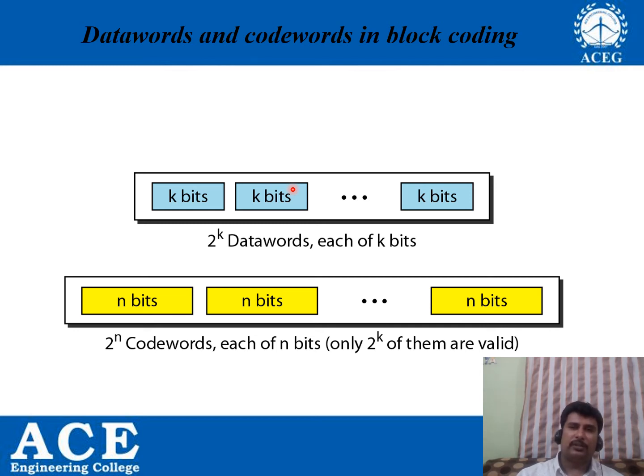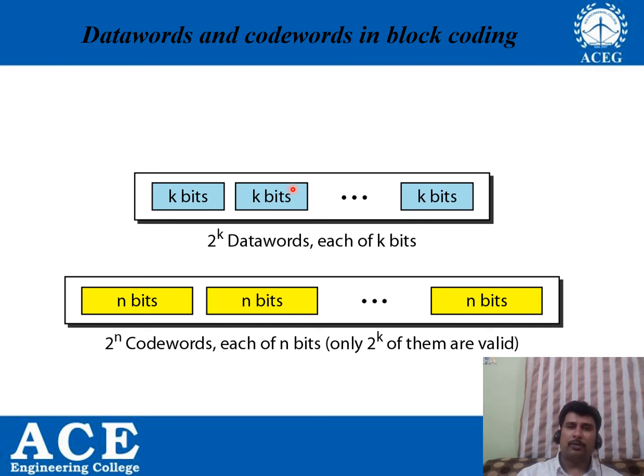Then it starts with 0 0 0 0 0 to 1 1 1 1 1. So totally I can have 2 power 5, which is equal to 32 combinations. But for this 5 bits, if I am trying to add one redundant bit, now the total length of the code word is 5 plus 1 equal to 6. So the total length of the code word is 6 bits, and the total number of combinations with this n equal to k plus r is 2 power n, which is here 2 power 6, which is equal to 64.